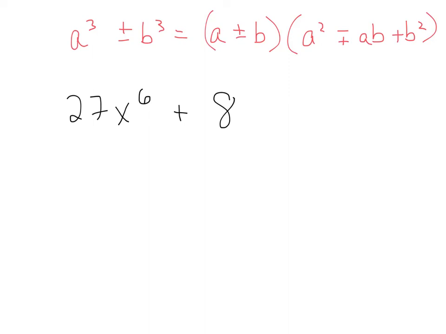27 and 8 are both perfect cubes, and so is what else? Something else has to be. X is X. X to the 6th is also. How would I write this so that I see it as cubes? Like 8 is definitely 2 cubed, right?